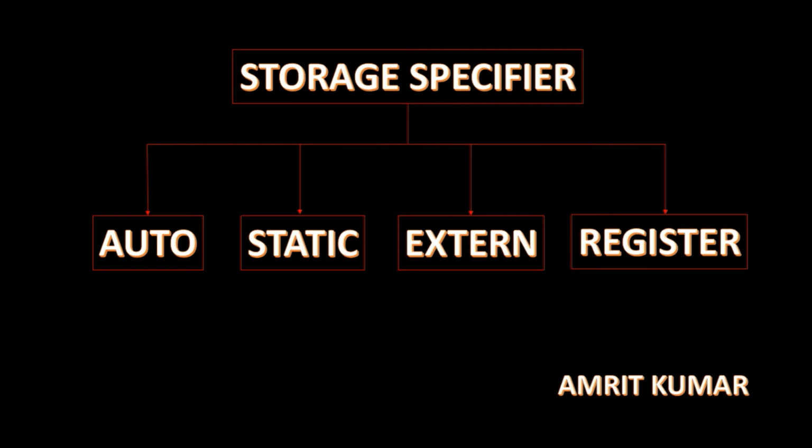The register is also a type of storage specifier, so let's look at the categories. Here you are seeing that storage specifier has been classified into 4 categories: auto, static, external, and register. In the previous video, we talked about auto, static, and external. Now we are going to learn about the register, which is our last storage specifier, and this is very important also.